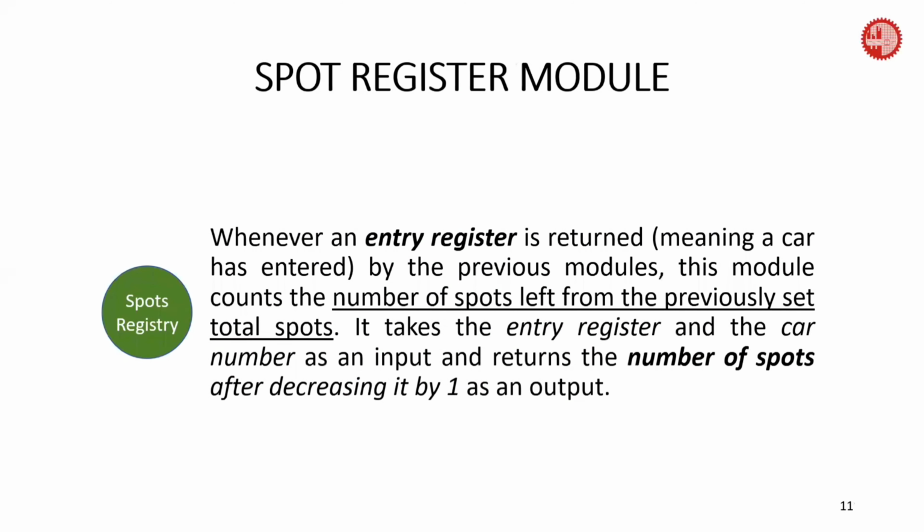Spots register module: whenever an entry register is returned by the previous modules, meaning a car has entered, this module counts the number of spots left from the previously set total spots. It takes the entry register and the car number as an input and returns the number of spots, after decreasing it by 1, as an output.